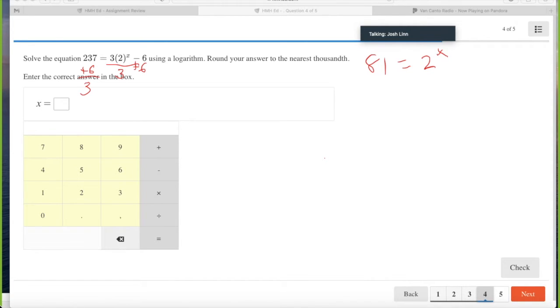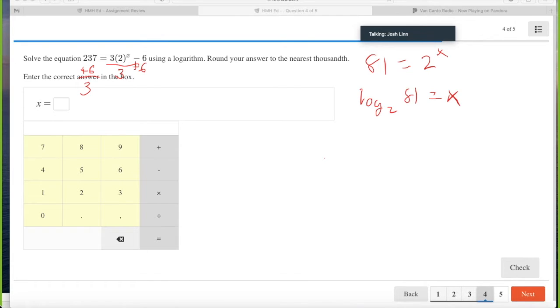I already know that 81 is not going to be a factor of 2 without getting into decimals, so it's not really worth trying to get a similar base. So we are again going to use the definition of a logarithm. We're going to say log base 2 of 81 equals x.